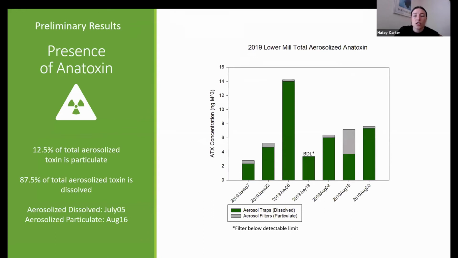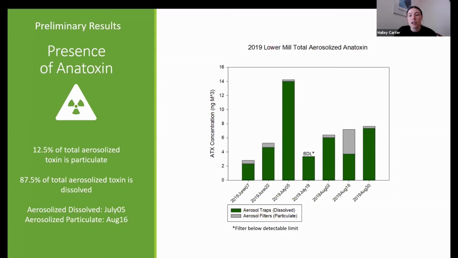For that first research question of detecting anatoxin in the air and in the water, I found that yes, we were able to detect it in both. This graph is showing bars of total aerosolized anatoxin on each date that I tested. And you can see that each bar is split up with the green portions representing the dissolved toxin, or what was measured from the liquid traps. And then that gray is representing the particulate, which was measured on the filters.